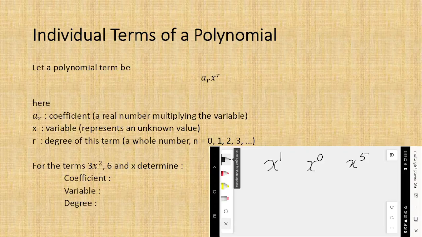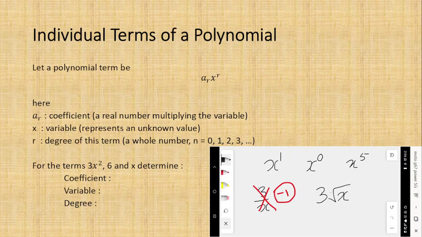But if I say that I have a term which says 3 by x, what does it mean? What is the power of x here? Now x has a power of minus 1. Is minus 1 valid? No, it is not. So this is not a valid term. Now let's talk about another term. Suppose I have something called 3 under the root of x. Is this a valid term for a polynomial?